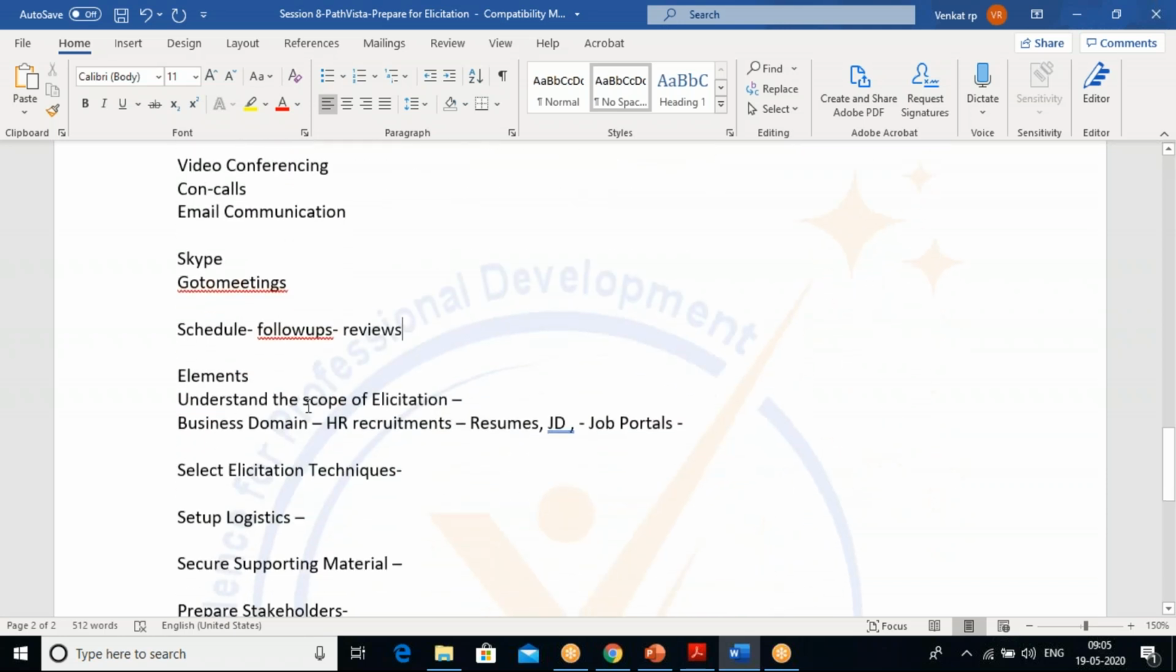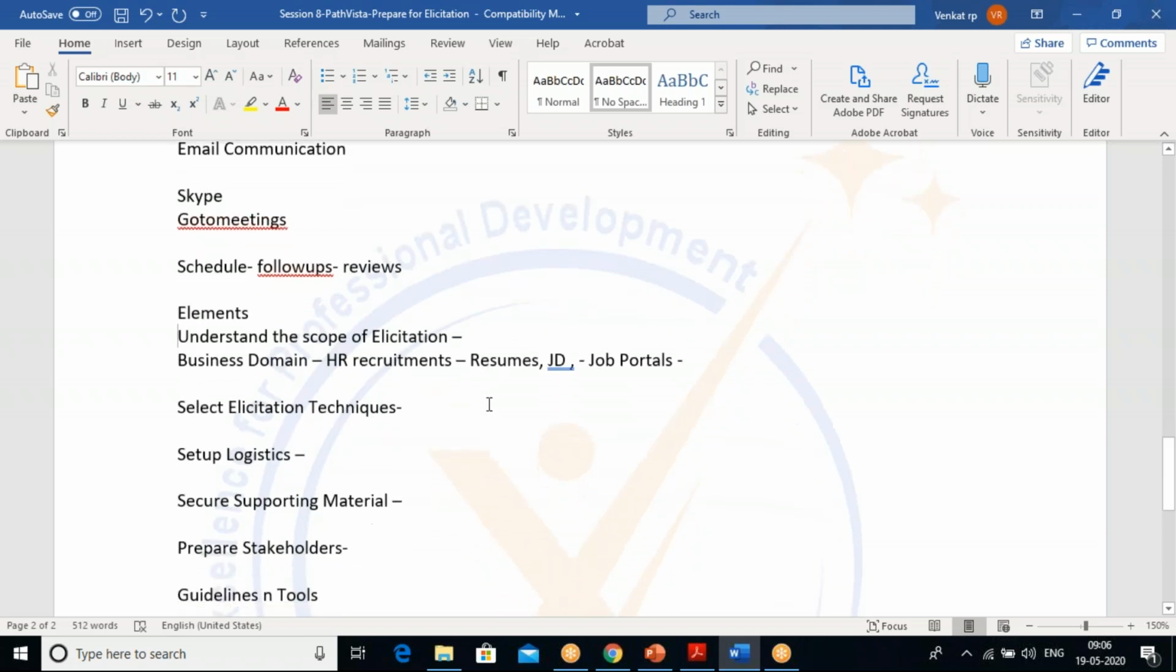Okay. Let us start with the elements. In elements, understand the scope of elicitation. So who is going to speak about understanding the scope of elicitation? Yeah, I am. Okay. Yeah, Madhulika, good.